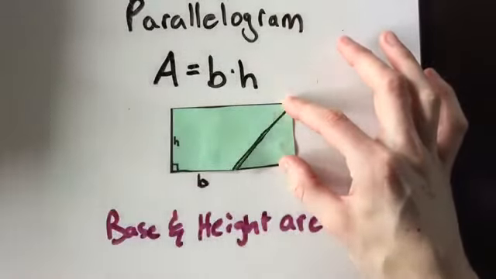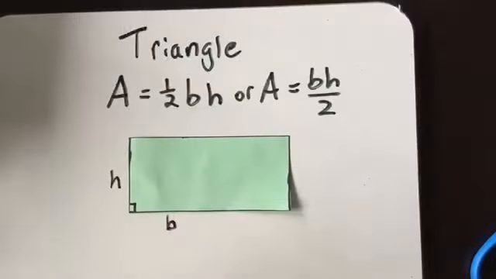So parallelogram, base times height. On to our triangle. Area formula for a triangle, we can either say it's 1/2 base times height or base times height divided by 2. And that also comes from either our parallelogram or our rectangle.